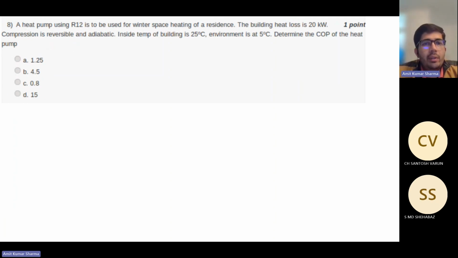A heat pump using R12 is to be used for winter space heating of a residence. The building heat loss is 20 kilowatt. Compression is reversible and adiabatic. Inside temperature of the building is 25 degrees, environment is 5 degrees. Determine the COP of the heat pump. Calculate and let me know the answer. I think a similar question we have already covered, but some numerical data is changed. So just recalculate and let me know the answer.